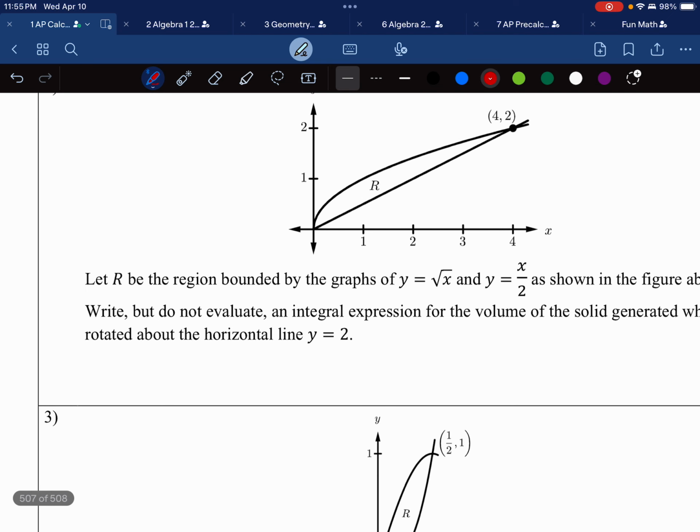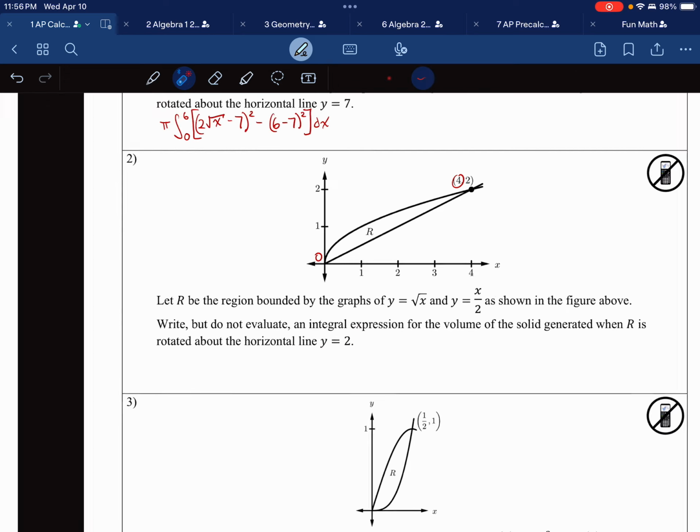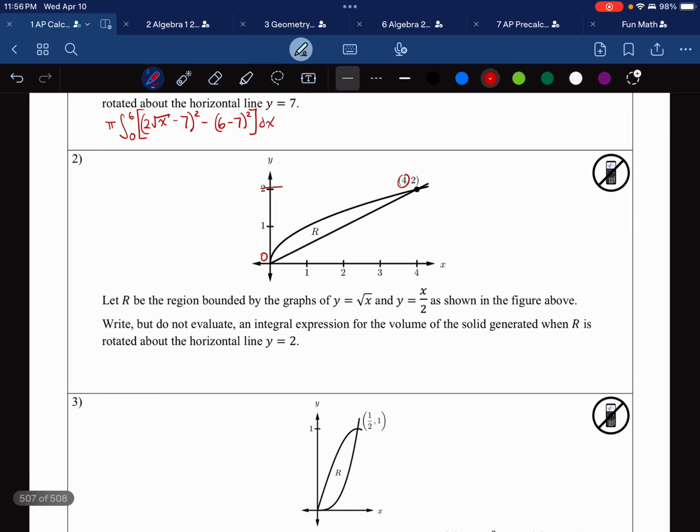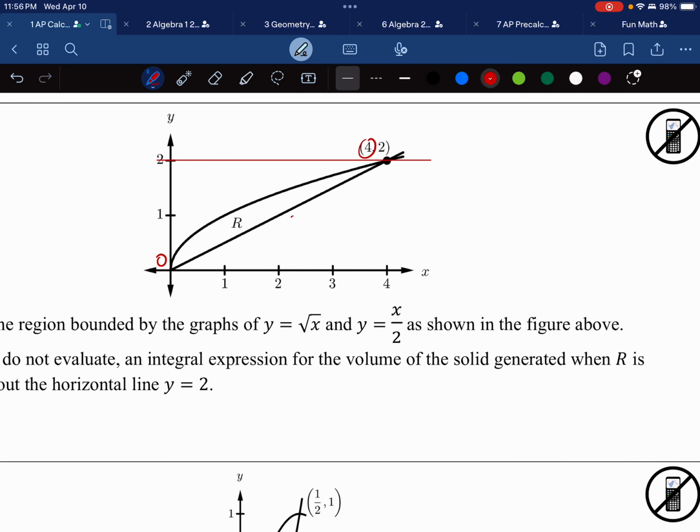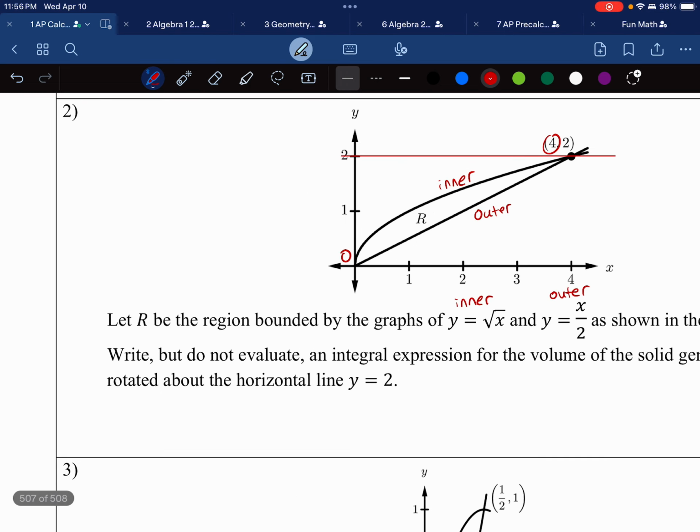Okay, number 2. Again, what's our start boundary? 0. What's our end boundary? 4. What line are we rotating around? It's y is equal to 2, and y is equal to 2 is right about there. That means my outer function is this function on the bottom, and my inner function is the one on the top. Therefore, the outer function is our linear function right here, and our inner function is this square root of x, and we have all the pieces.